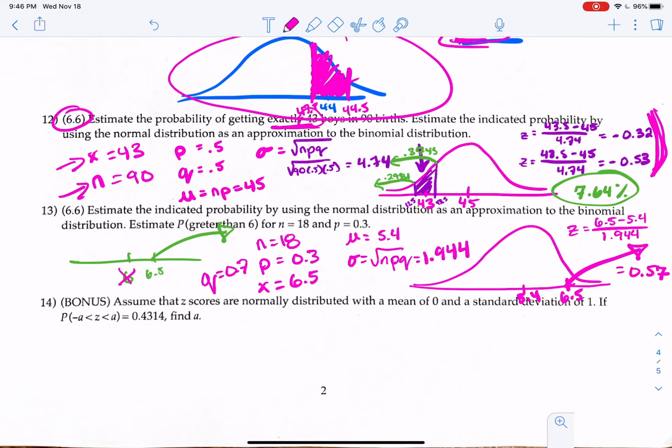And then I want to know from there and beyond. I've got to look it up in the chart. 0.57 is 0.7157, but that is going to tell me from here on back, 0.7157. So subtracting that from 100%, 0.2843, I think, or 28.43%. Check that and make sure that that's right. Yeah, that should be right. Okay, so something like that.